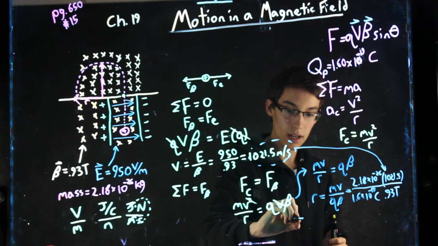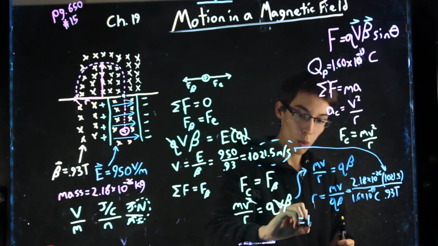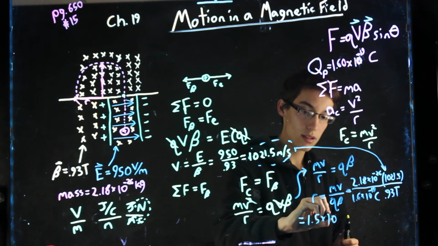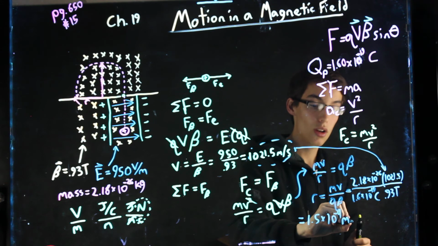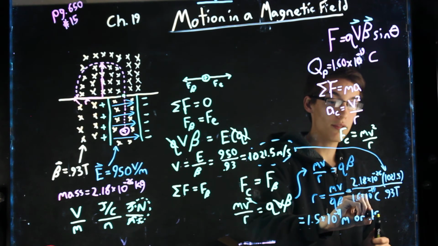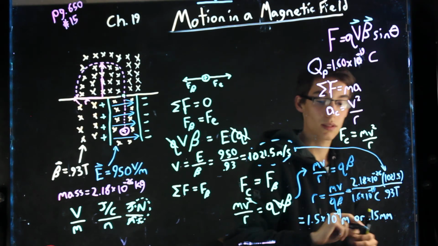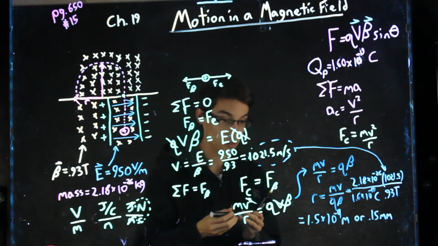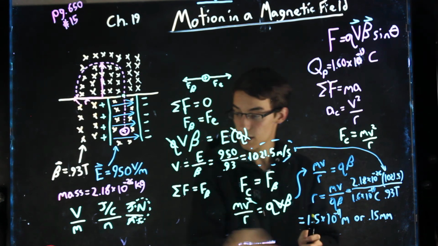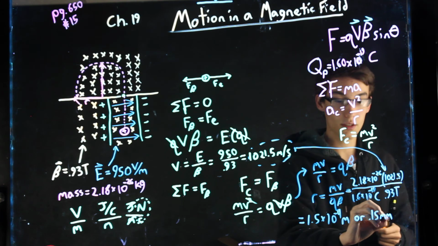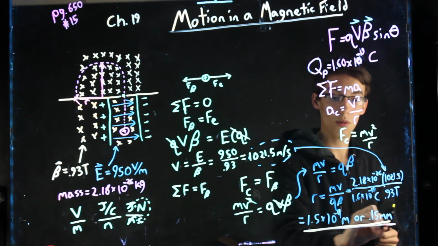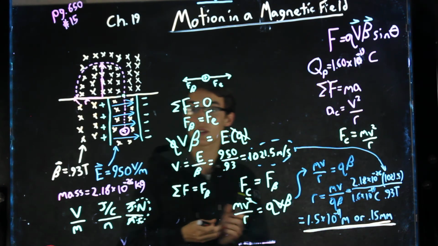And that will give you a radius of 1.5 times 10 to the negative 4th meters, or 0.15 millimeters, depending on if you really hate scientific notation. So that is our radius. That is our final answer right here. And so I'm going to walk through all those steps one more time because I know it was a lot.